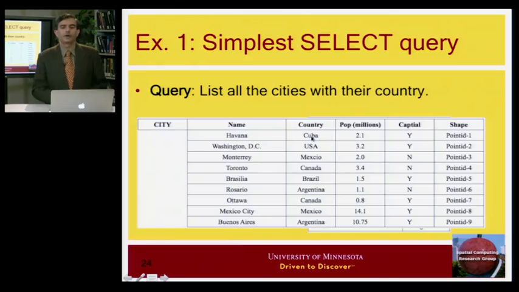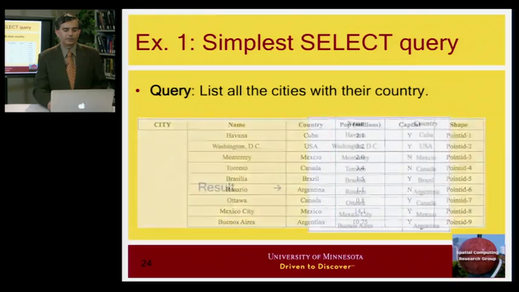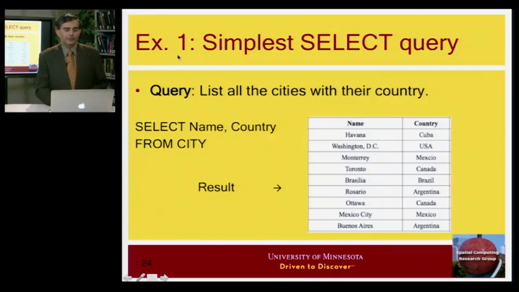In order to specify that, we could list those two columns in the select clause, and then the result will give us just these two columns. So the result may be name and country. This is the input and output, and to specify this, we will have a very simple select statement with two clauses. In the from clause, we list the table. So we are saying let's look at the table city.